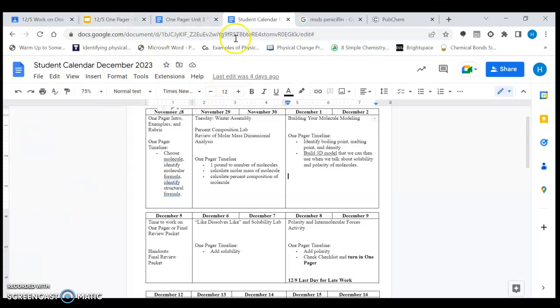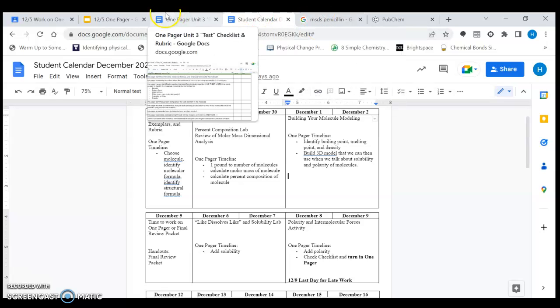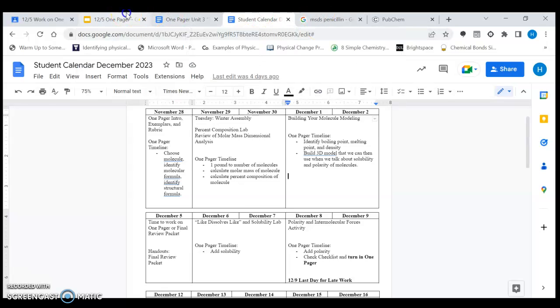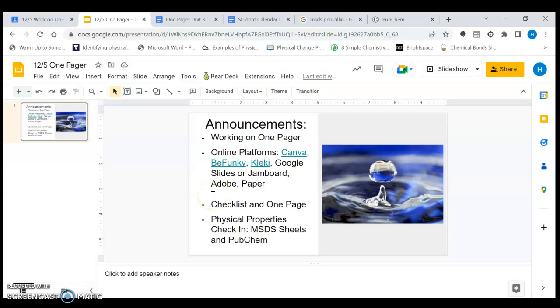I do want to follow up, however. I did notice a lot of folks having a bit of a hard time on the formative last week with finding their physical properties. So if you're one of the folks that couldn't find one of the physical properties or a couple of them, I wanted to let you know what the deal with that is going to be.